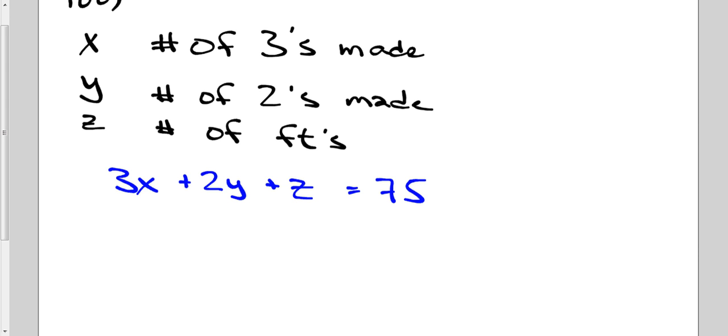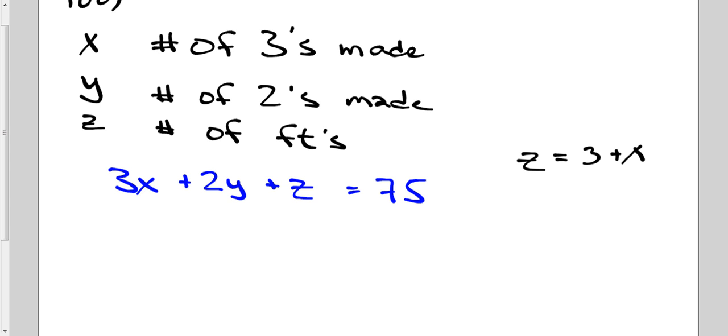The number of free throws was 3 more than the number of 3-point field goals. The number of free throws, which is what? Z, the number of free throws, is 3 more than the number of 3-pointers. Is that an accurate equation? Is that how we like seeing our equations?